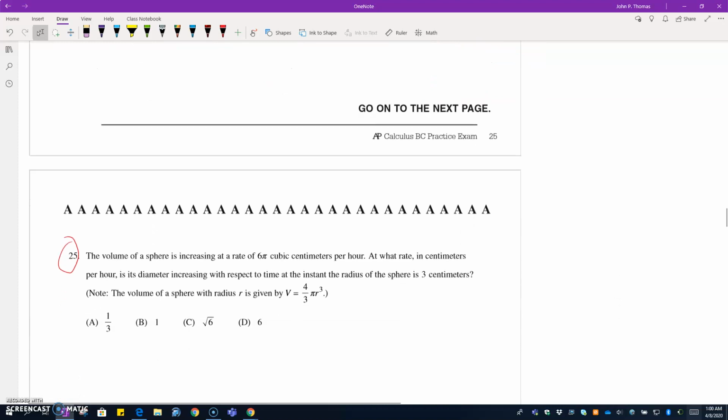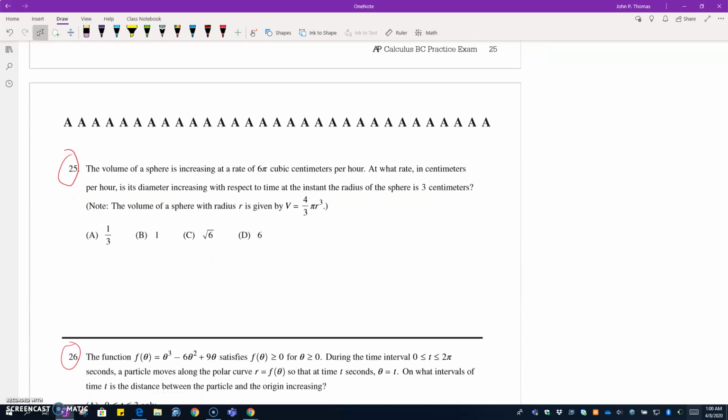Now, if I keep moving forward, your next question was number 25. All right, number 25 is a related rates problem. They tell us that the volume of a sphere is increasing at 6 pi cubic centimeters per hour. It asks us at what rate in centimeters per hour is the diameter increasing with respect to time at the instant the radius is 3 centimeters. So when radius is 3, we know that diameter is going to be 6. That might come in handy in this problem.